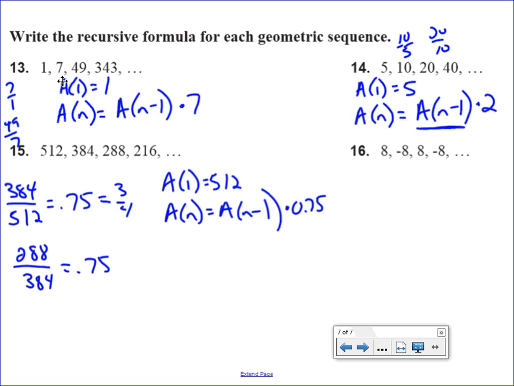Okay, so then I want you to pause the video, and I want you to see if you can do this last one. And what you should have found is that it would be this. First term is a positive 8. Any term after that, you would take the previous term, and you would multiply by a negative 1.